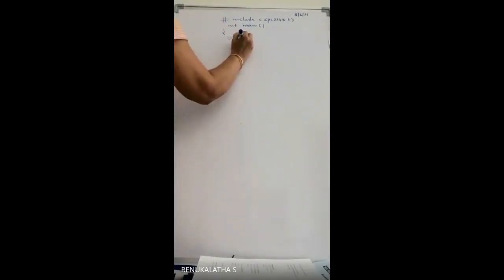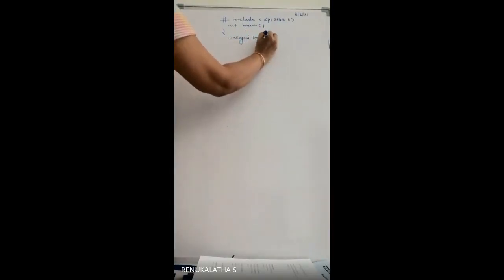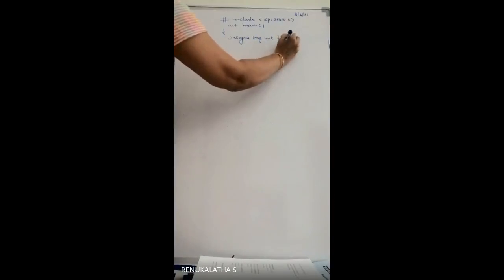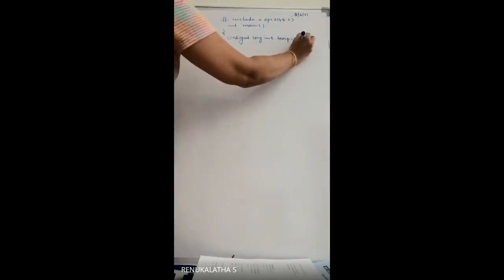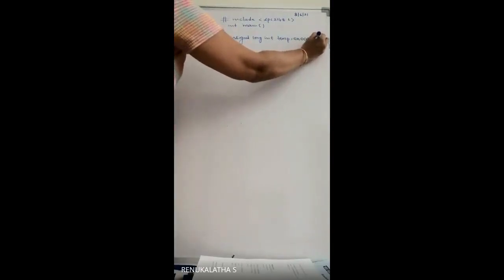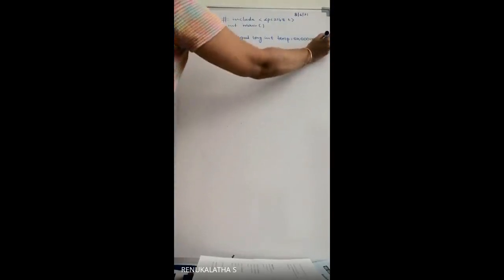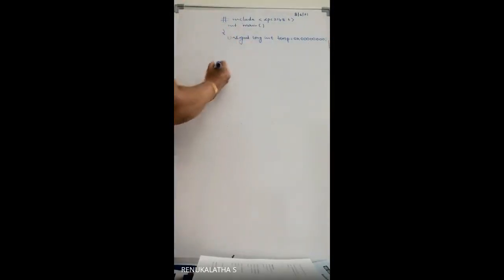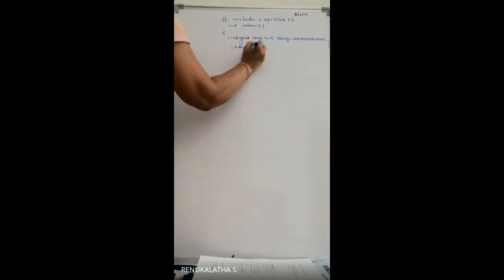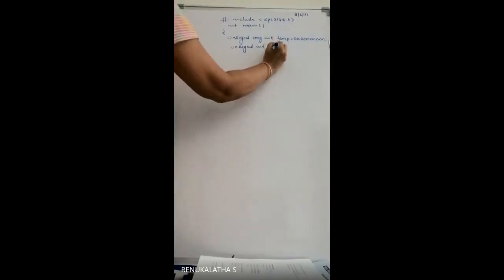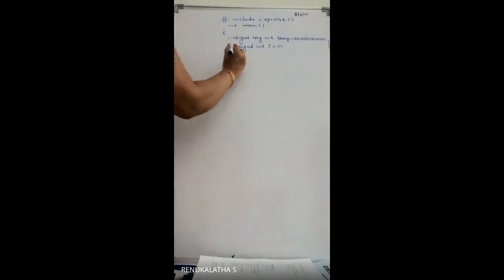Otherwise I'll write this side: unsigned long int temp is equal to 0x12345678. Okay. Declaration. Then we have unsigned int I is equal to 0, also starting with 0. Then these are all initializations.